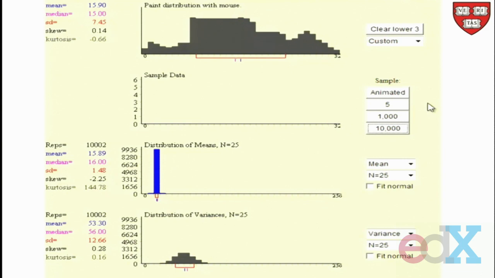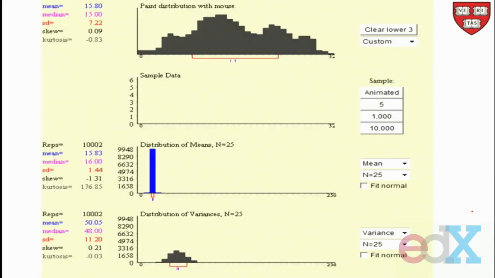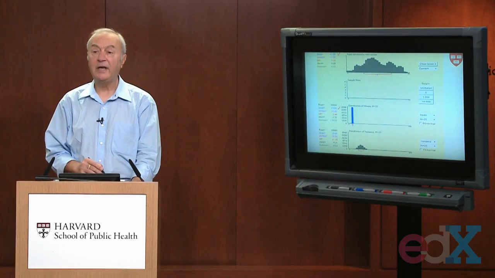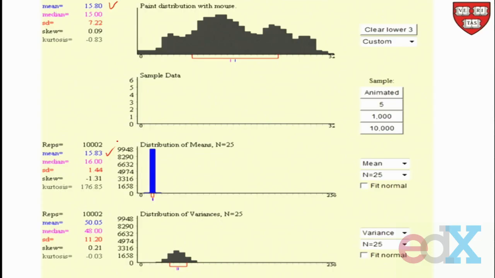And let's not mess around. Okay, so let's just look at the final set of results after we've done this 10,002 times. Now, we've got that the mean is 15.8, and as before, the mean of the sample means is 15.83, and we are fine with that. The standard deviation is 7.2. Here's 1.44. We took samples of size 25, so that's the standard error.